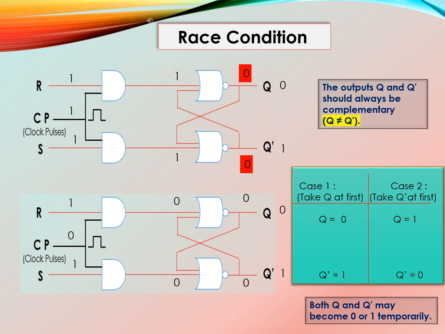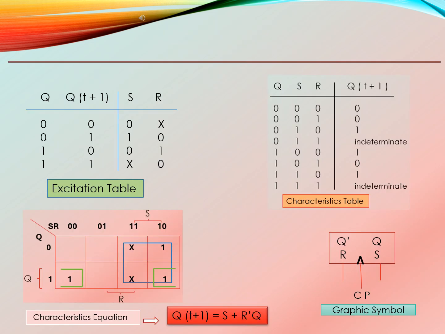This is the main problem. If we take Q at first, Q equals 0 and Q prime equals 1. But when we take Q prime at first, Q equals 1 and Q prime equals 0. So both Q and Q prime become 1 or 0 temporarily, which makes the diagram oscillate. Let's talk about the excitation table.